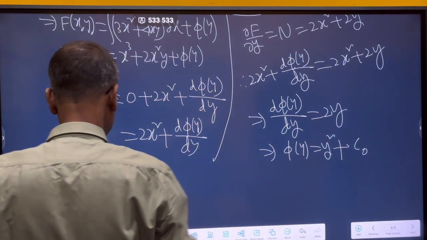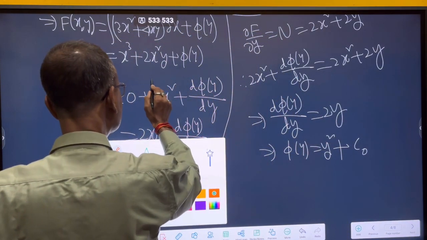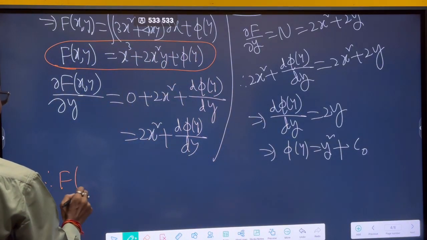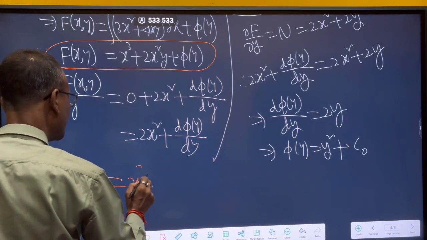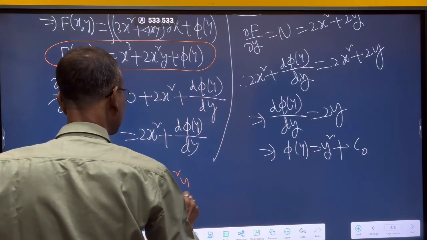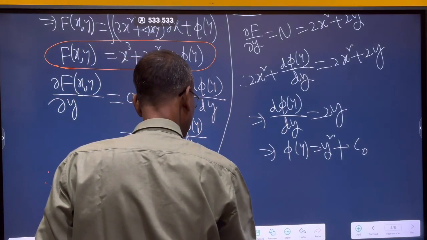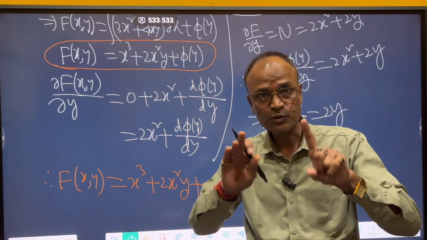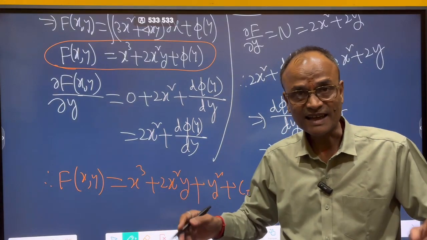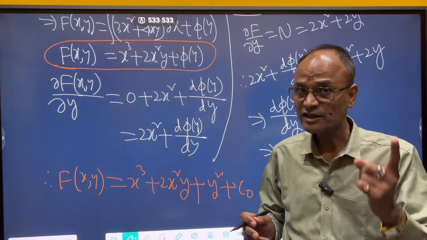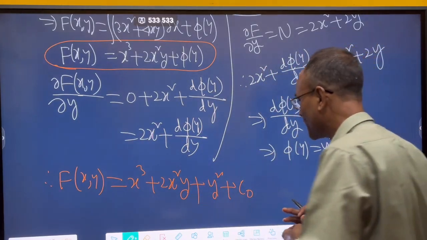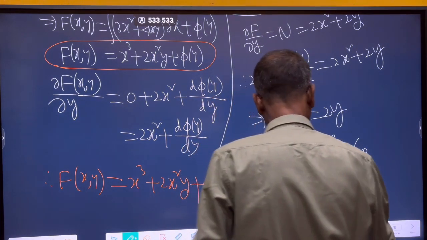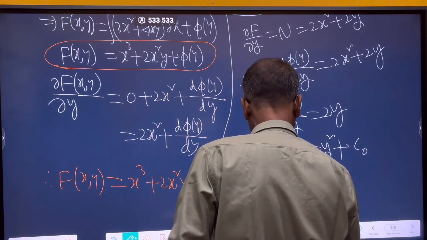Therefore, the function f of x,y equals x cube plus 2x square y plus phi y, that is, y square plus c naught. Therefore, the solution: since the differential equation is exact, there exists a function f of x,y such that df equals 0, which means the solution is f of x,y equals constant. The solution of the exact differential equation is f of x,y equals constant.